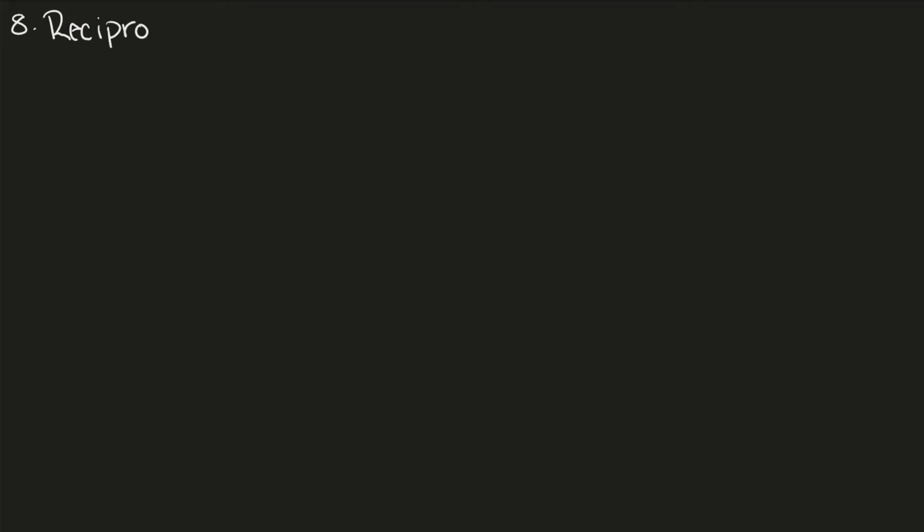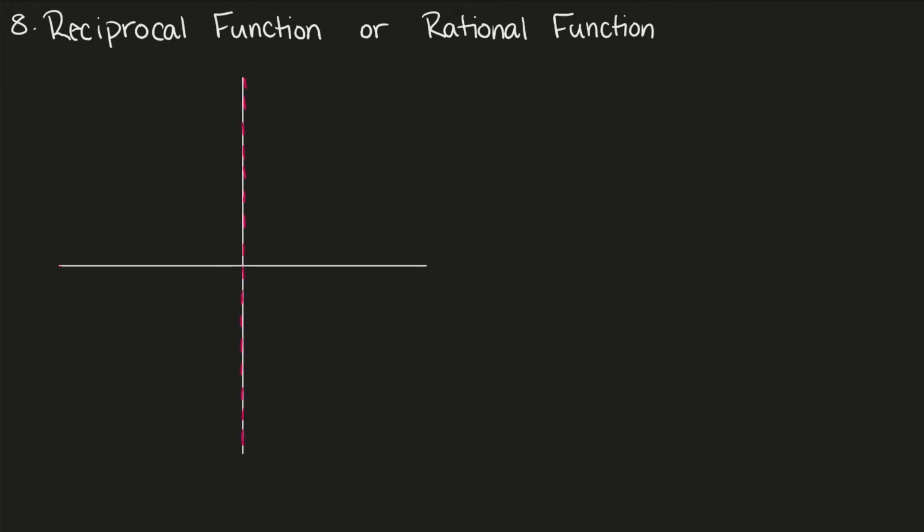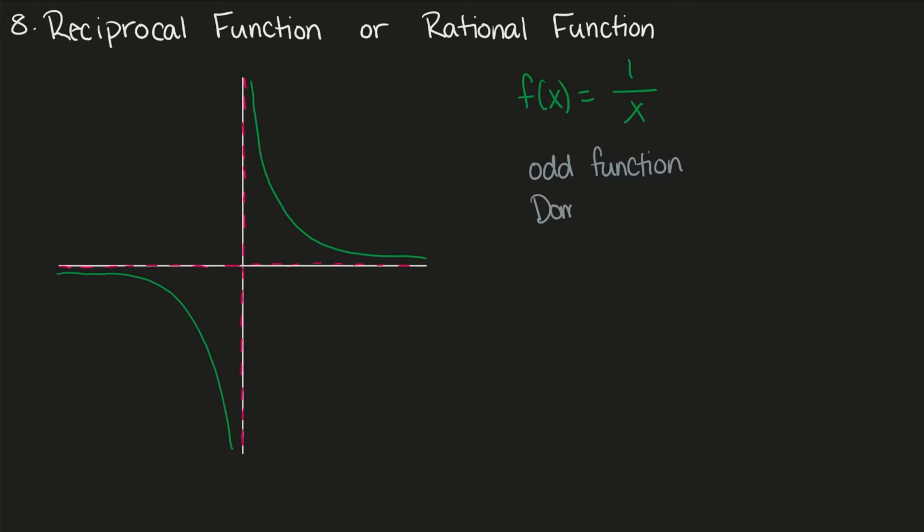Now we have our reciprocal function or our rational function. You can call it either one of these. The function itself is f of x equals 1 over x. This is an odd function. The domain is negative infinity to 0 and 0 to infinity. So it never touches 0, but it gets very, very close to 0, as close as possible. The same is true for our range. Our range is negative infinity to 0 and 0 to infinity.